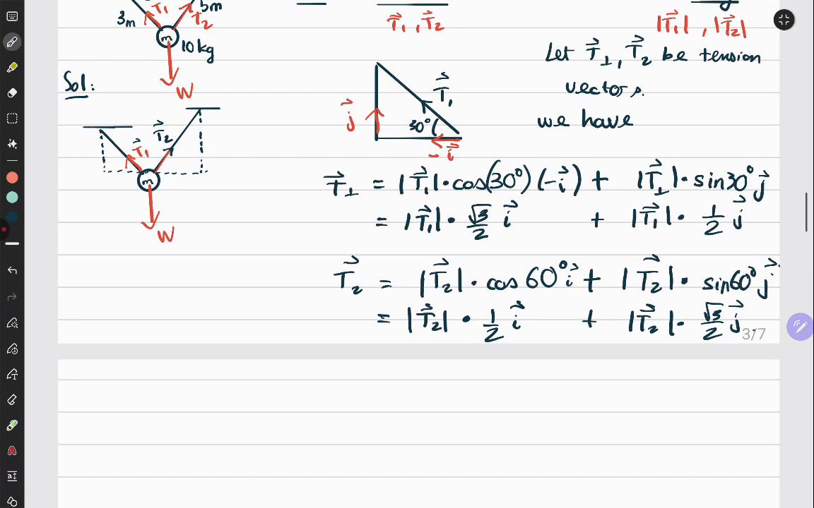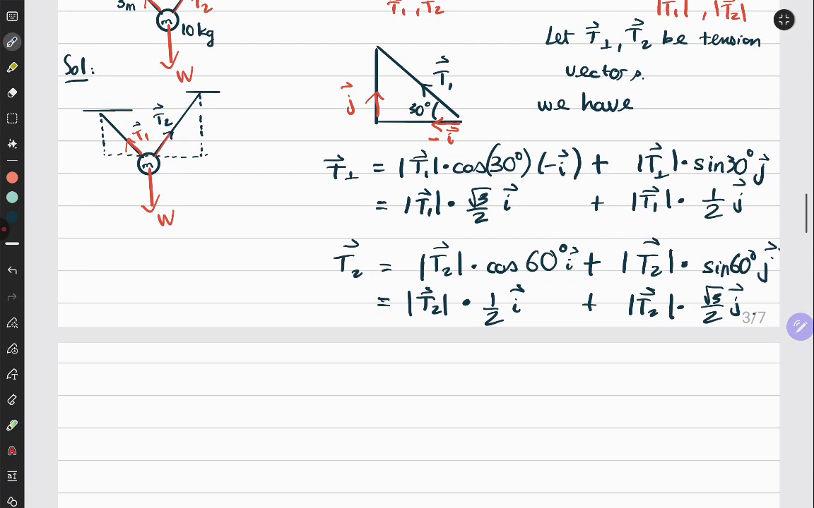Any question? So we just expressed T1 and T2 in terms of basis vectors i and j. And remember, this is a physics problem. Everything has to obey the physics laws. It is stationary. The mass M is stationary.